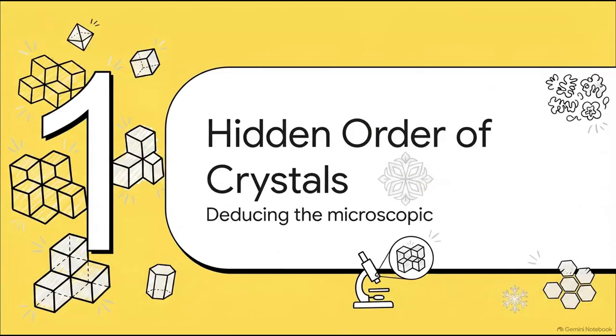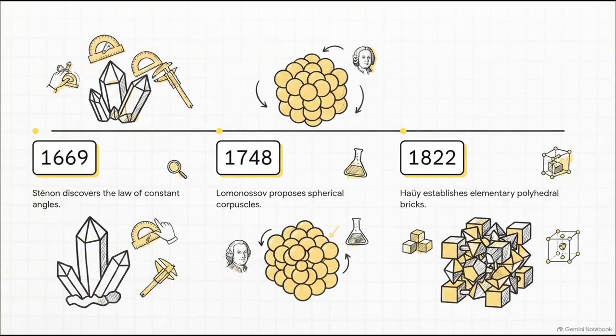Section 1. The hidden order of crystals. Our journey begins centuries ago. And keep in mind, this was long before we had fancy X-ray diffraction or electron microscopes. Natural philosophers had to rely purely on careful observation of the macroscopic world. It's an incredible story of deduction, honestly.